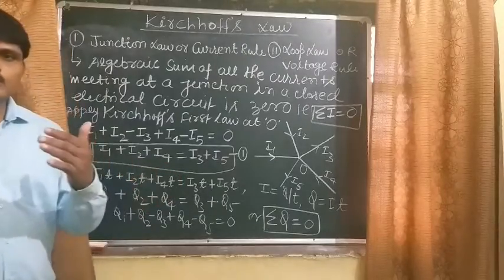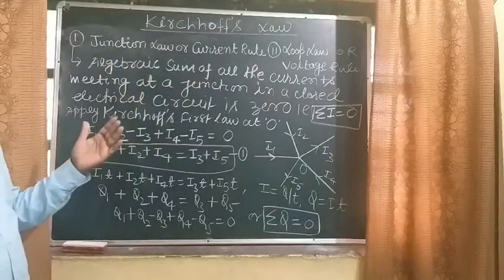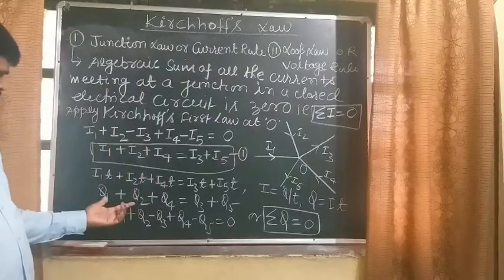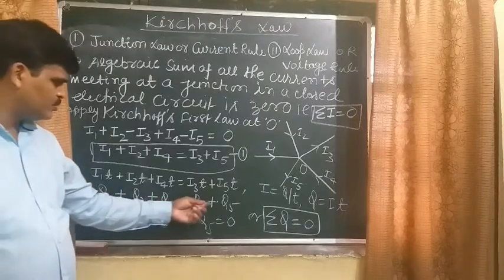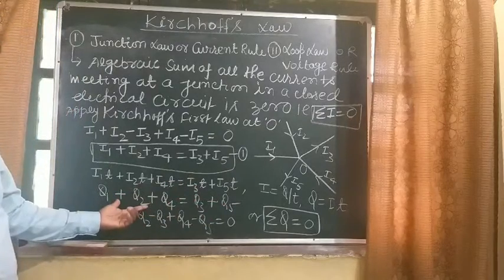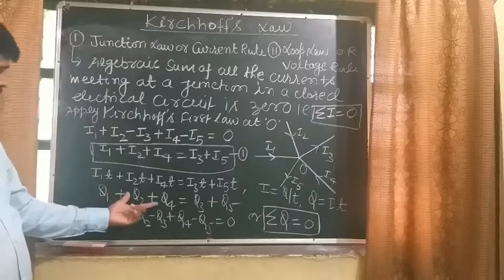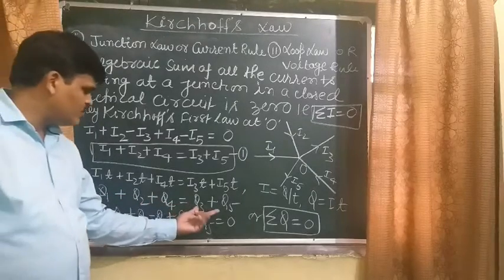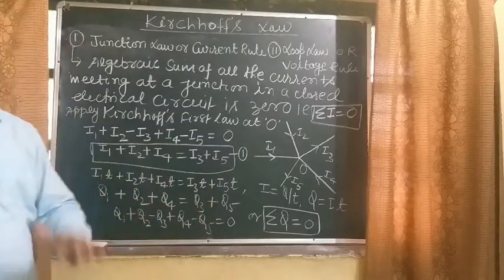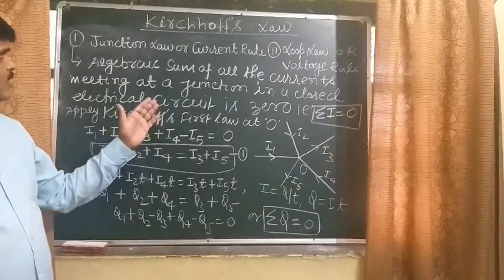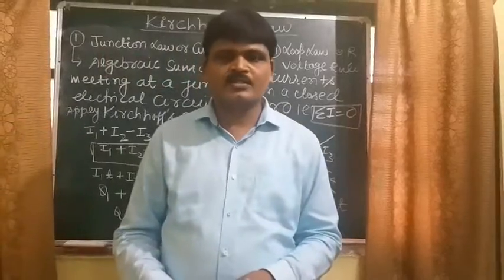So student, you know that Kirchhoff's first law, junction law, is based on the law of conservation of charge. And you see here, Q1 plus Q2 plus Q4 equal to Q3 plus Q5. It means the total sum of charge entering the junction must be equal to the total sum of charge leaving the junction. So we can say that junction law is based on the law of conservation of charge. Thank you.